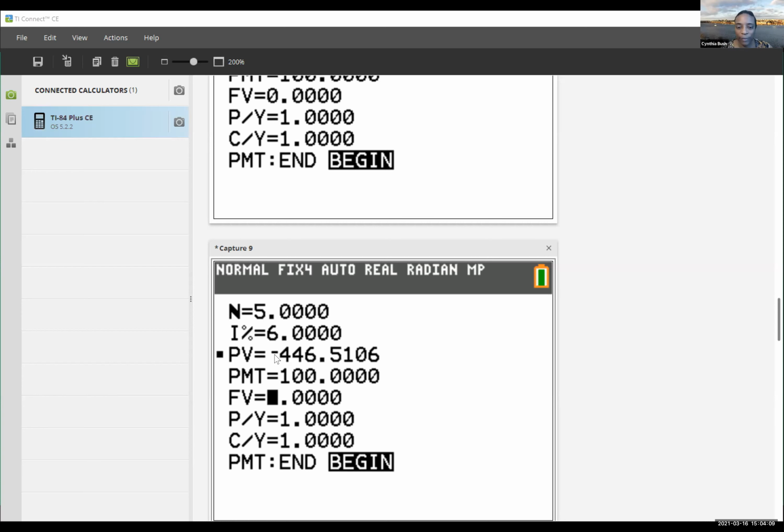Any other questions? Does anybody have a BA II and need to know how to use that one? Or are we good with the TI 83/84s?